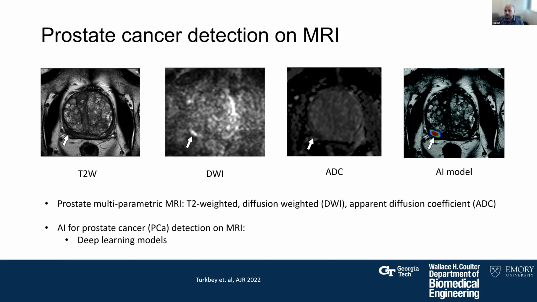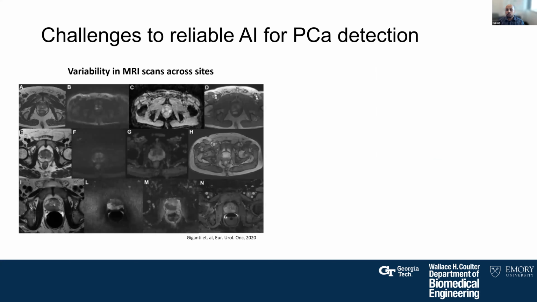And here, as you can see, this is the result from a deep learning model for prostate cancer detection on MRI. However, the AI tools are still not ready for clinical translation due to significant challenges for reliable AI. One of the main challenges is the variability in MRI scans across various sites. As you can see in this image, there is significant variation in the quality and resolution of MRI.